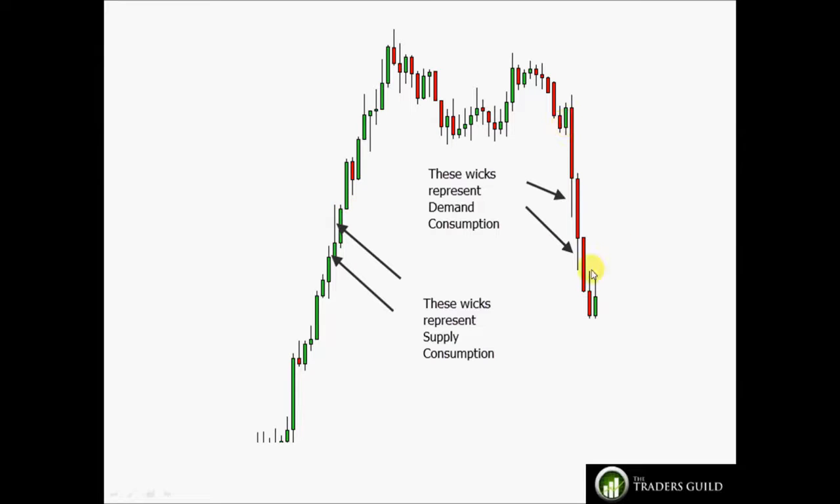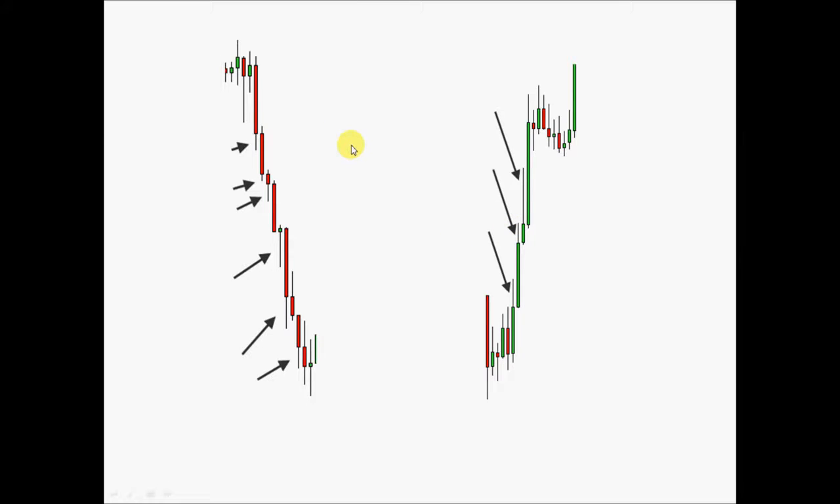And the same on the way down. As we move down, we have wicks on the underside of the bars as we have demand consumption. Price is consuming demand and paving the way for price to move lower. You can see it again on these two examples. Strong downtrend, wicks on bar lows as we move down represent demand consumption paving the way for price to move lower, and vice versa on the way up, wicks at the bar highs, supply consumption paving the way for price to move higher.